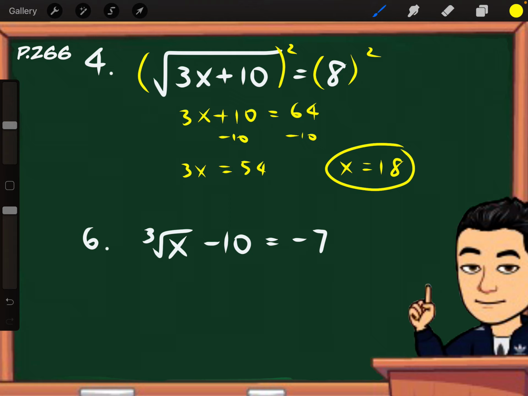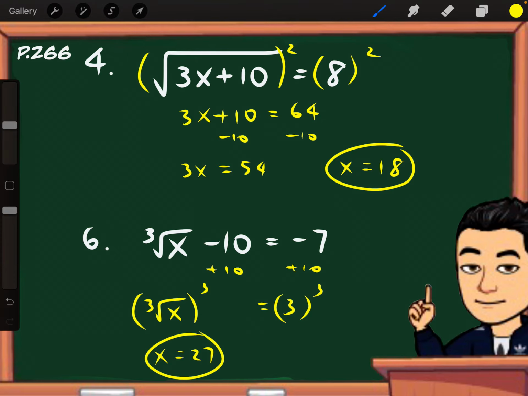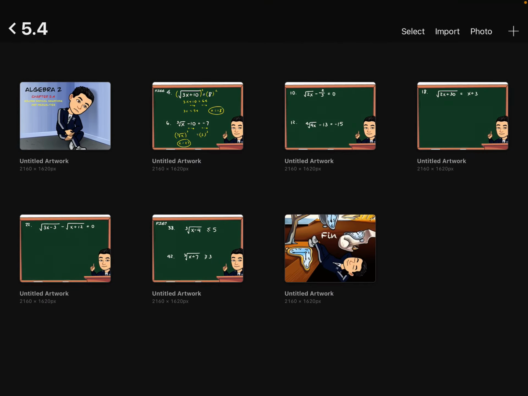So for number 6, go ahead and add 10 on both sides. Okay, so you got cube root of x equals 3. So here, you can just cube both sides. So you got x equals 27. Easy, huh? Let's look at number 10.